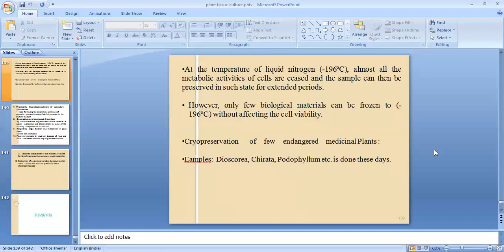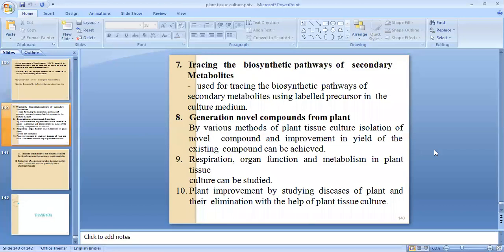And this cryopreservation is useful for a few endangered medicinal plants. That means sometimes the medicinal plants are decreasing in their number because of changes in the climatic conditions and other conditions. They are called endangered plants. So these plants can be preserved by cryopreservation. Examples: Dioscorea chirata, Podophyllum, etc. can be preserved by cryopreservation.